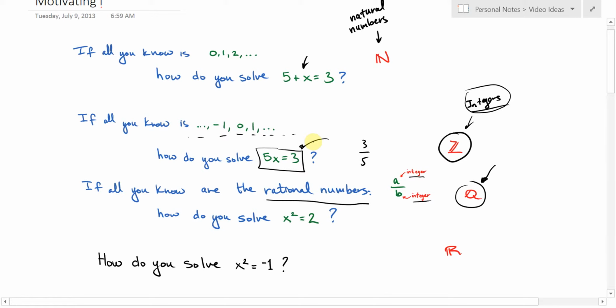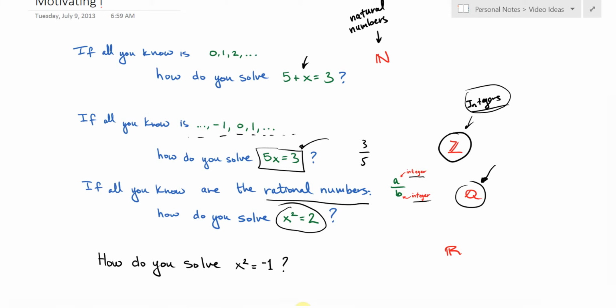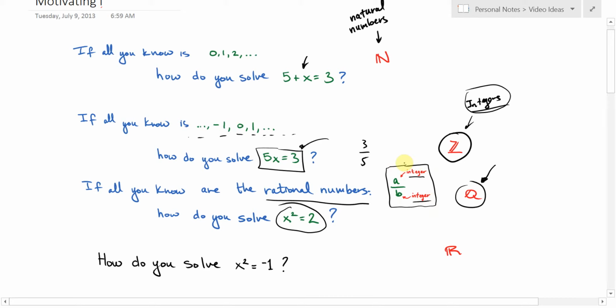Okay? But if all you knew were the rational numbers, again, I could ask you, how do you solve x squared equals 2? It's not hard to come up with where that might arise in nature. You have a square. Its area is 2. What's the length of its side? Well, what do you square to get 2? There's no rational number, and hopefully you've seen this in a previous class. There's nothing that's expressible as the quotient of two integers that you can square to get the number 2. It's a very pretty proof, one of the first proofs you've ever seen, I imagine.